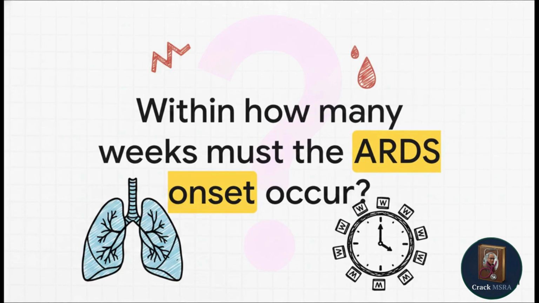Next up, question 2. According to the Berlin definition, within how many weeks of a known clinical insult must the onset of ARDS occur? Testing your recall of those diagnostic criteria, the answer is within exactly 1 week. Anything longer than that, and you simply cannot formally diagnose ARDS according to the Berlin guidelines.